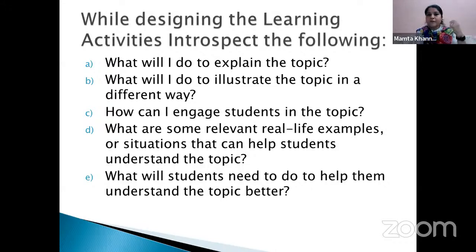So you have to have the plan B ready, right? Because you have to change your strategies too. So how can I engage students in the topic?